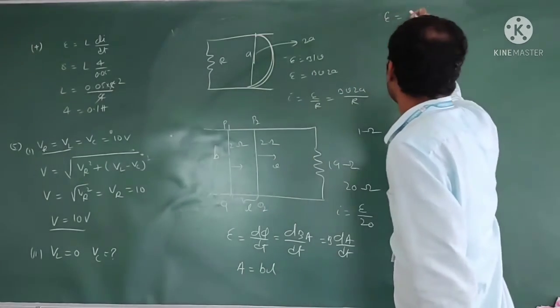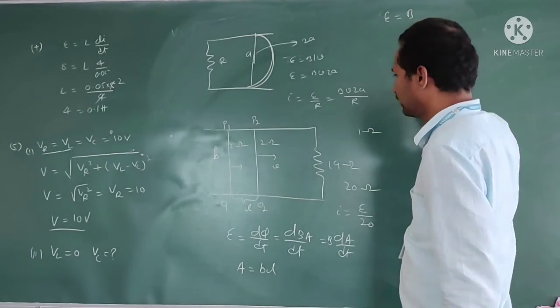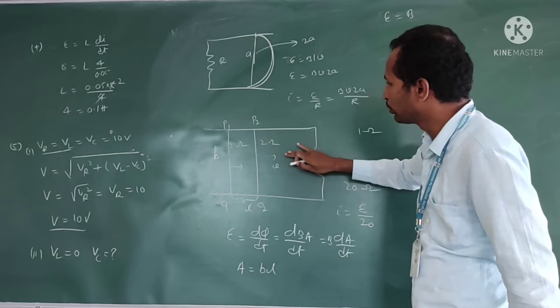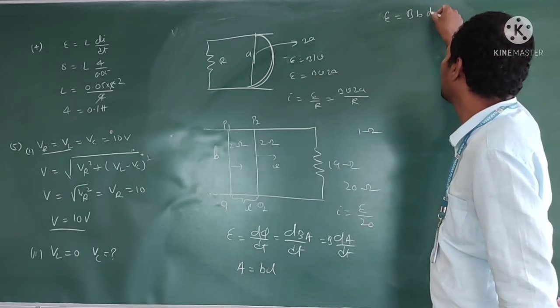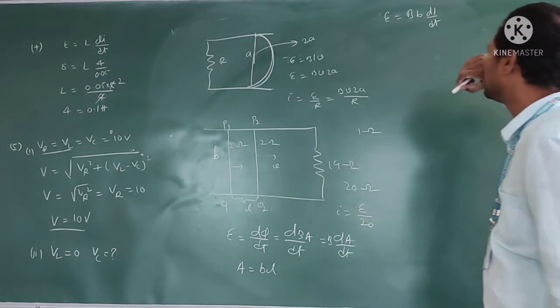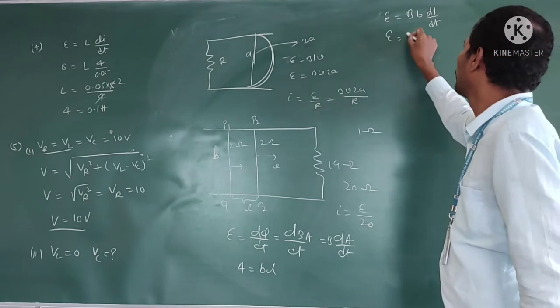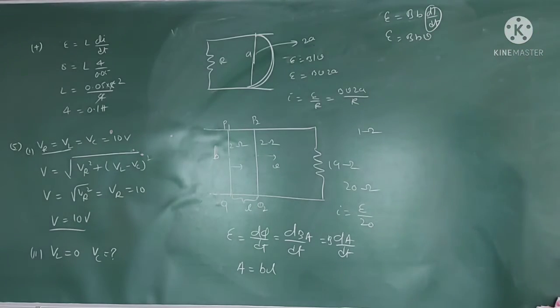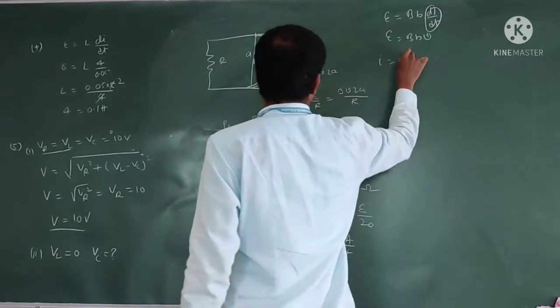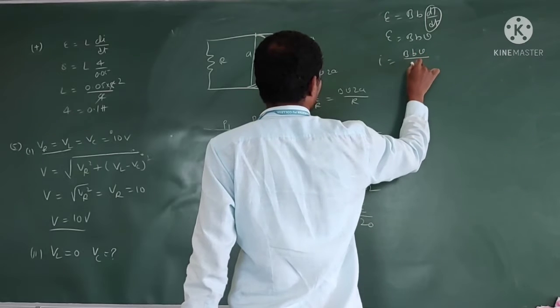So E is equal to B, which is constant as these two wires move. L is varying. So B into dL by dt. So E is equal to B L, and dL by dt is the velocity V. Now substitute this: I is equal to BLV by 20.